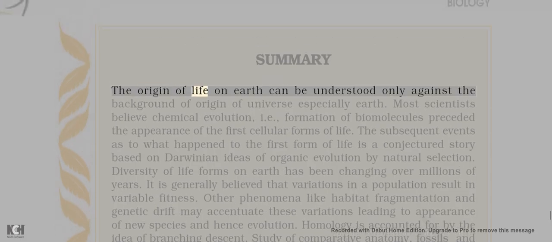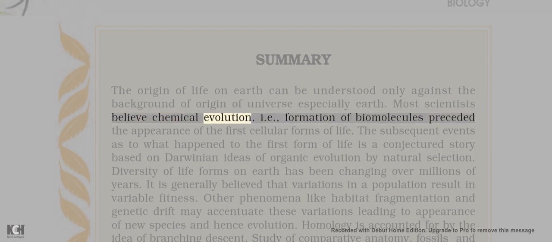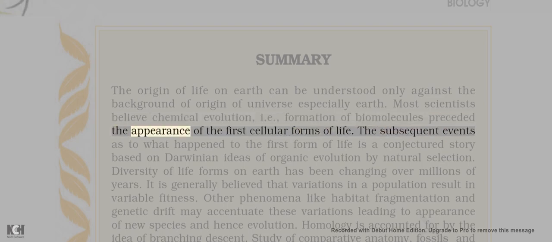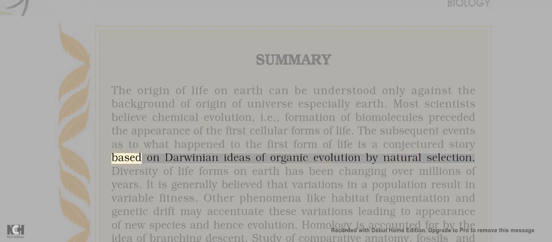Summary: The origin of life on Earth can be understood only against the background of origin of universe, especially Earth. Most scientists believe chemical evolution, i.e., formation of biomolecules, preceded the appearance of the first cellular forms of life. The subsequent events as to what happened to the first form of life is a conjectured story based on Darwinian ideas of organic evolution by natural selection.